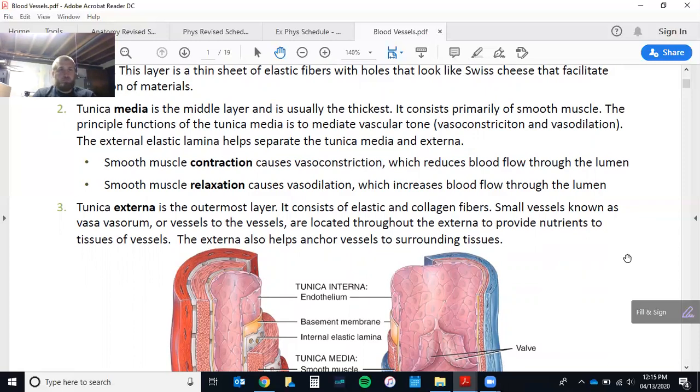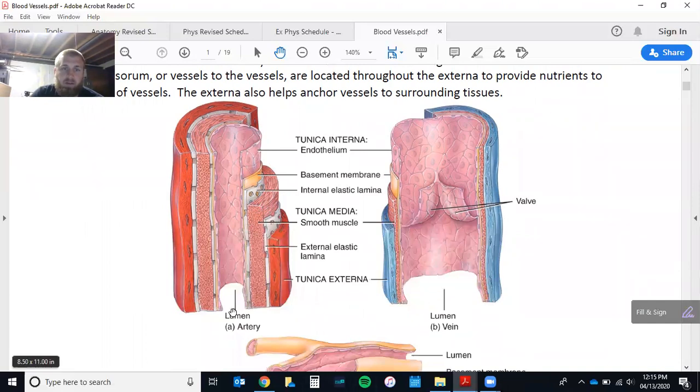Tunica media is a middle layer. It's usually the thickest. It's made primarily of smooth muscle, and the principal function of it is to mediate what we call vascular tone by performing what's called vasoconstriction and vasodilation. Vasoconstriction is where the smooth muscle contracts and basically pinches, like kinking a garden hose, reducing blood flow through the lumen, because the lumen, which is the internal space where the blood flows, gets smaller, so less blood can flow through it. Okay.